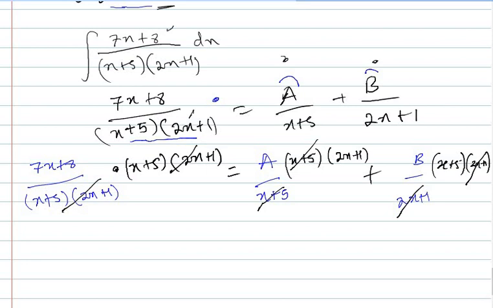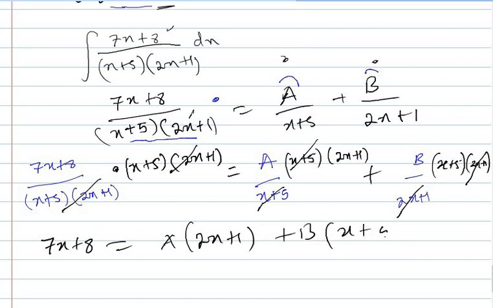Then we have what will remain: 7x plus 8 is equal to, since this goes with this, a into this, we have 2x plus 1, and then for the b part we have x plus 5. So this is how it should be. Normally, no need to bother yourself.